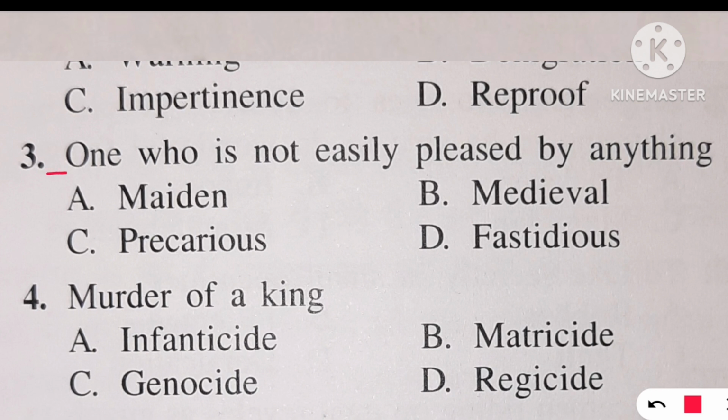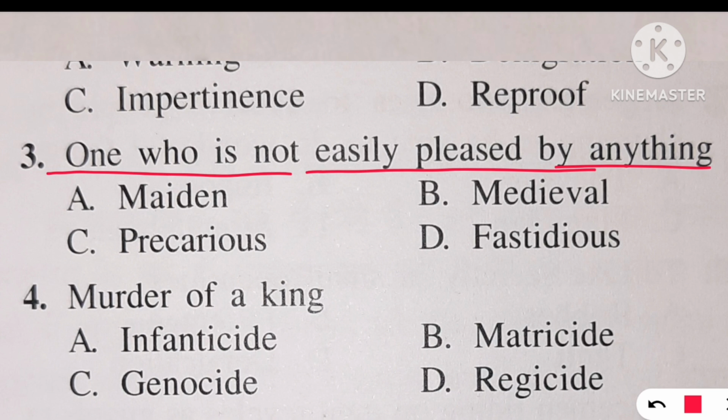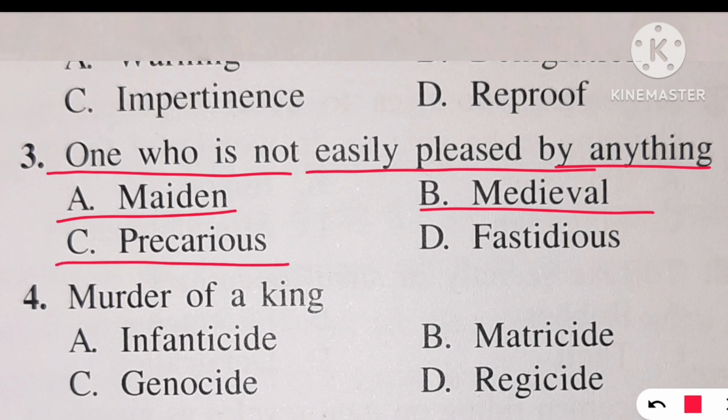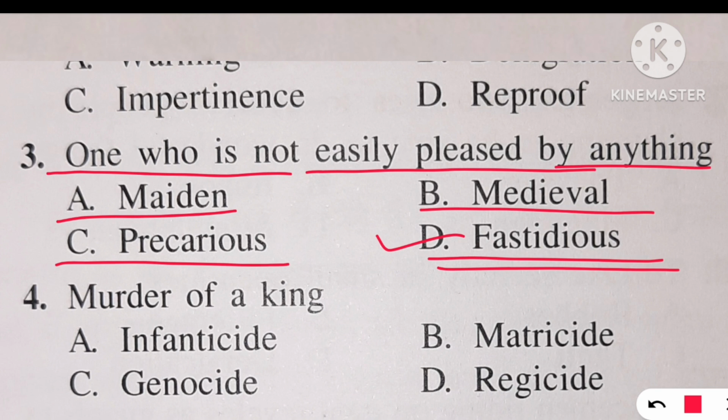Question number 3. One who is not easily pleased by anything. What is it called? Option A, maiden. Option B, medieval. Option C, precarious. Option D, fastidious. The right answer is option D, fastidious. Fastidious is the word which is used for one who is not easily pleased by anything.